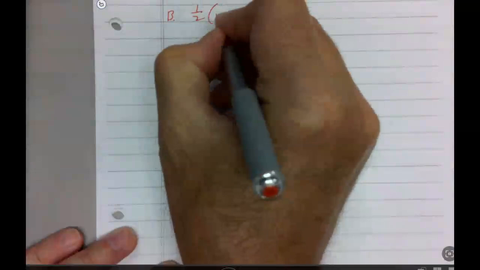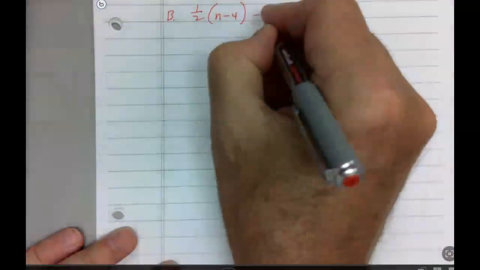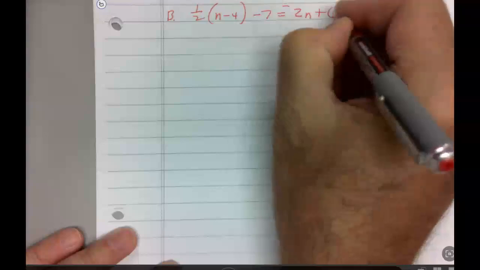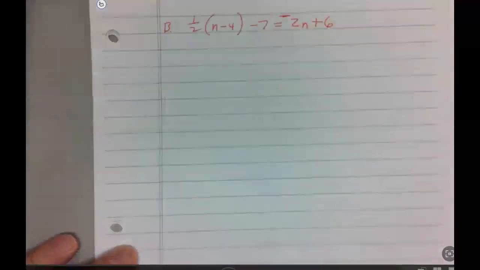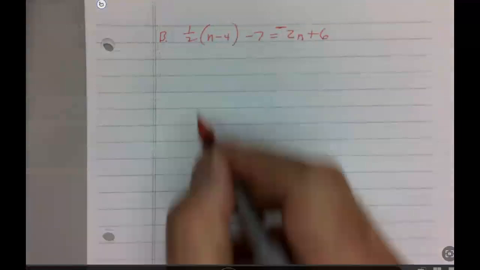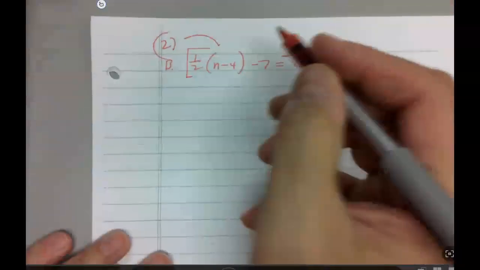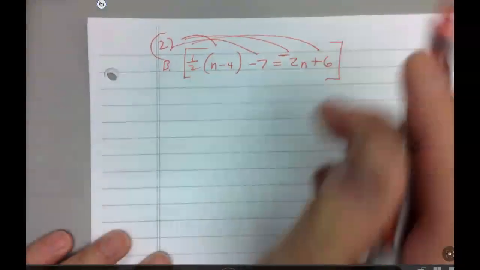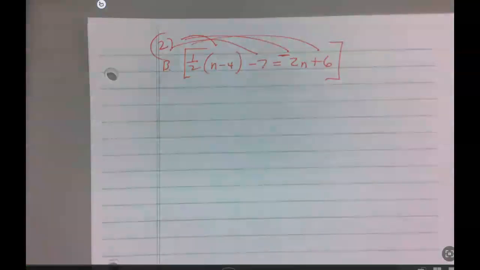Okay, this next one here, B. I have 1/2 times n minus 4 minus 7 equals negative 2n plus 6. Okay, I got a fraction, don't I? So what am I going to do here? Multiply everything by 2. Multiply everything by 2, correct? Everything. Here, here, here, and here. This looks like one we've already done, isn't it? Have we already done one like this? I thought we did.